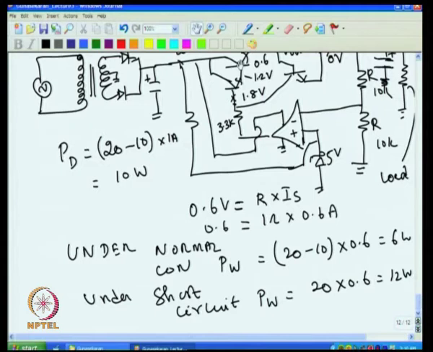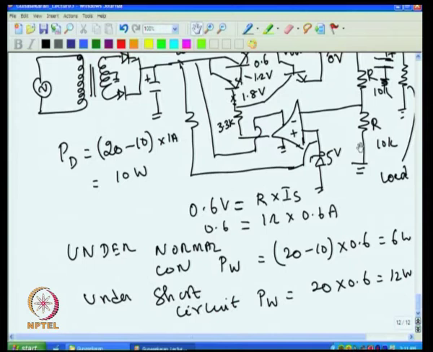So it is essential. Otherwise, I had designed a heat sink for 12 watt, even though in the normal condition only 6 watt is dissipated in the transistor. But then designing a heat sink for 12 watt is a waste, because it will be very big and it is not necessary. One can make it such that under short circuit condition also only 6 watt heat is dissipated, and that is very much essential to reduce the cost and size of the unit.